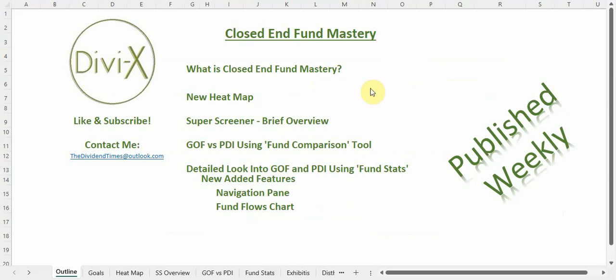In today's video, the headline is going to be our comparison of the funds GOF and PDI using the Closed-End Fund Mastery Fund Comparison and Fund Stats tool. But before we get into the juicy stuff, let's quickly go over what Closed-End Fund Mastery is.